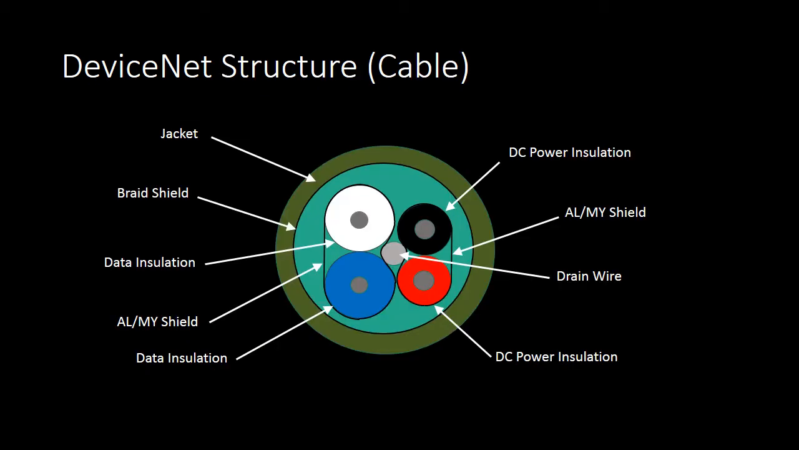DeviceNet cable contains 5 wires, 2 twisted pairs, blue and white for data and red and black for power, and a drain which is bare. The individual wires are insulated and the data and power are shielded from each other. All wires are then surrounded with a braided shield.